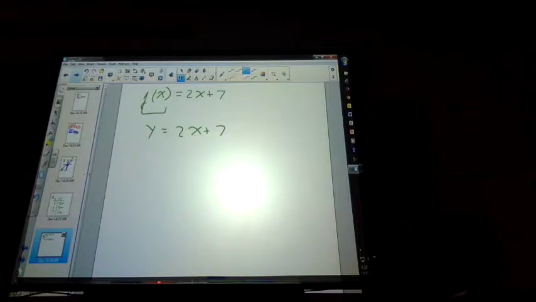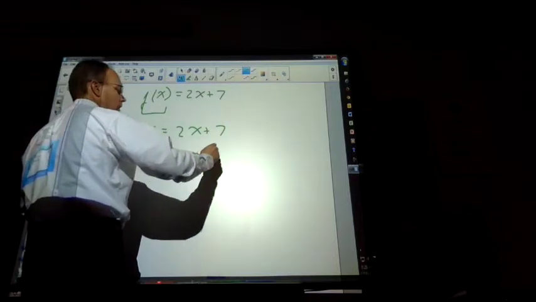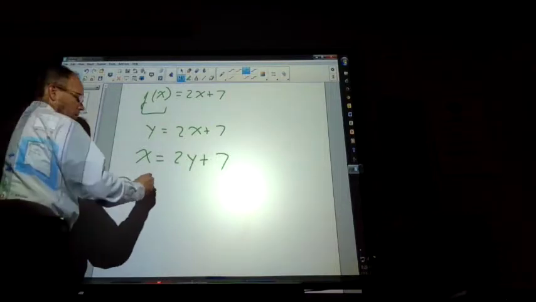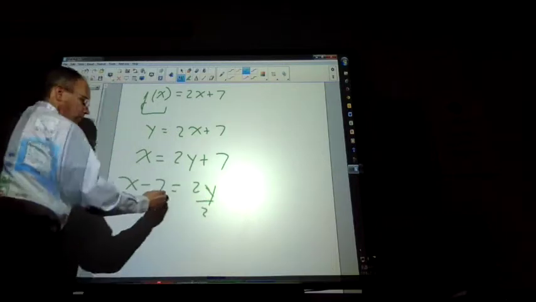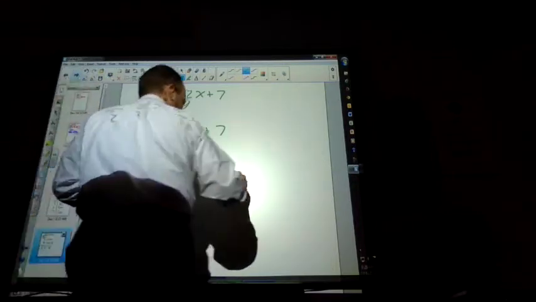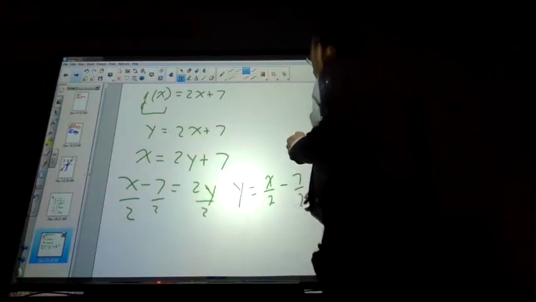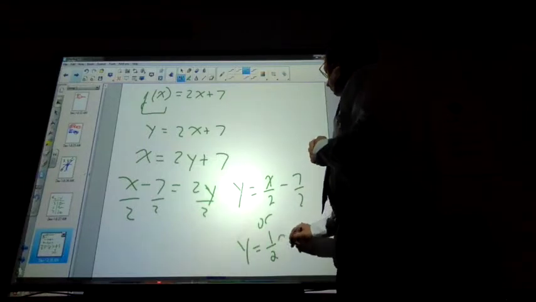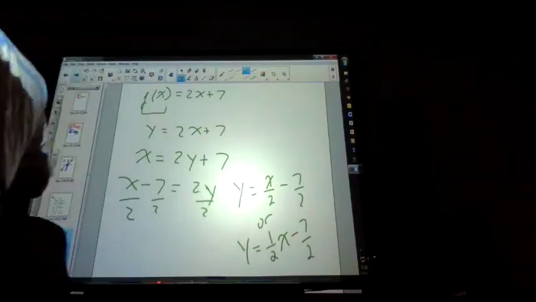Don't subtract 7 yet. What should I do first? Switch x and y. Perfect. So I get x equals 2y plus 7. Then what? Subtract 7. Then what? Divide by 2. So that's going to give me y is equal to x over 2 minus 7 over 2. Or you could write it like this if you'd like. It's your choice. So that is the inverse of the original function.